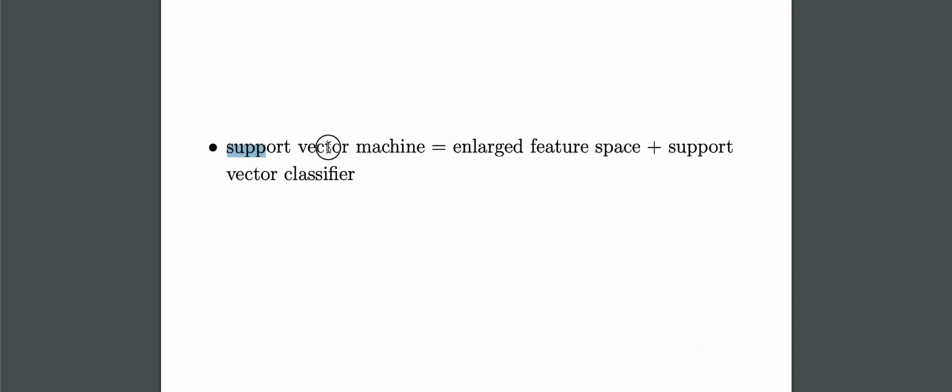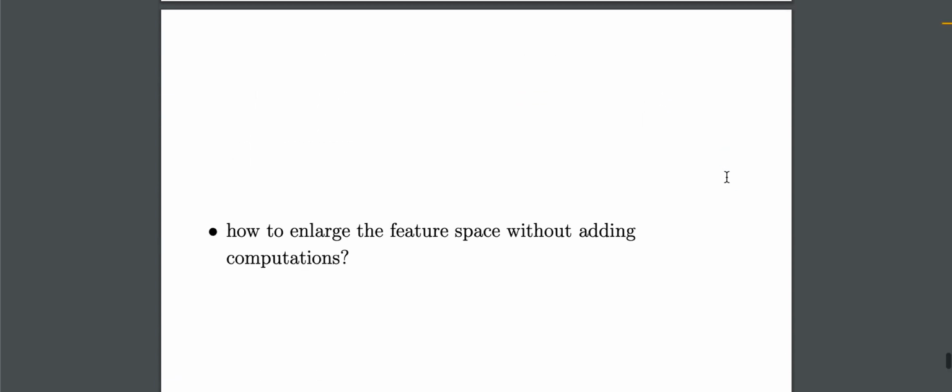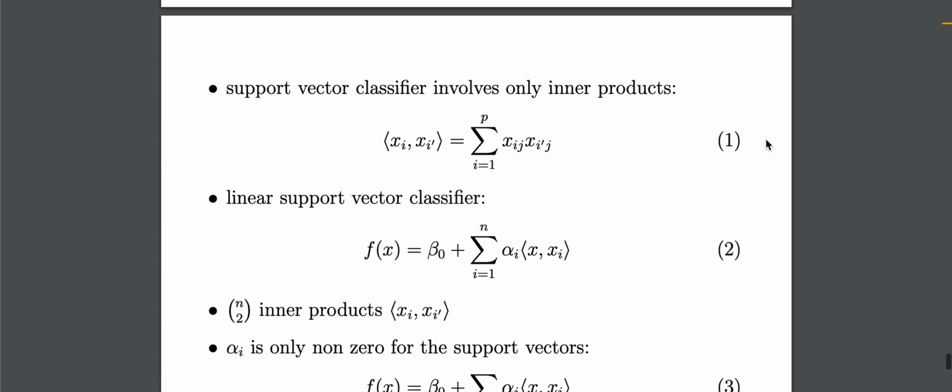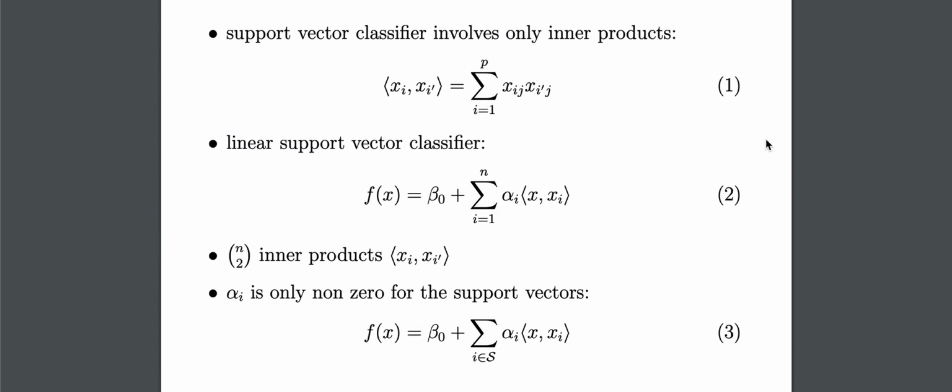So a support vector machine enlarges the feature space of a support vector classifier. How to enlarge the feature space without adding computations? That's the main trick here. And the way it's done is using generalizations of inner products.